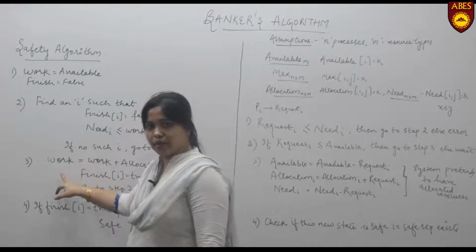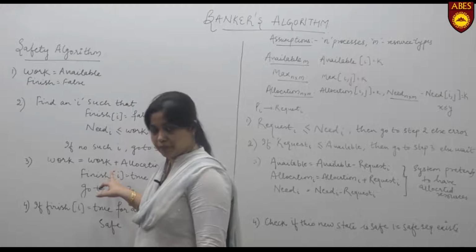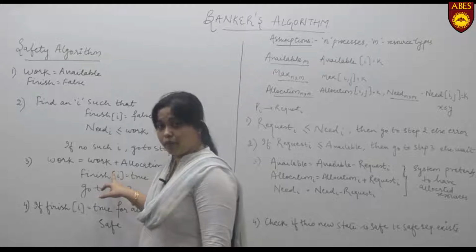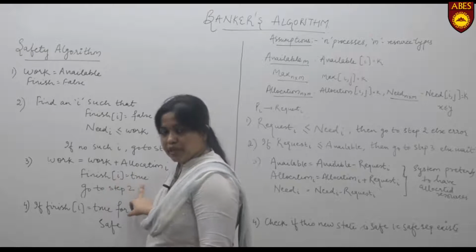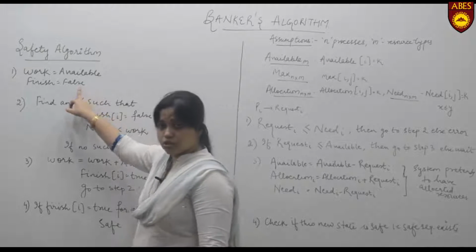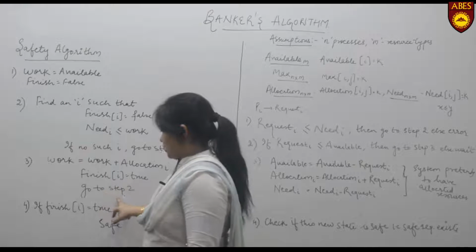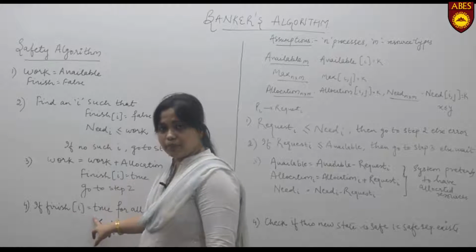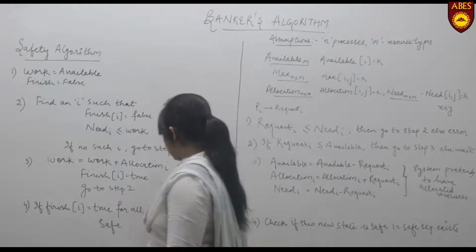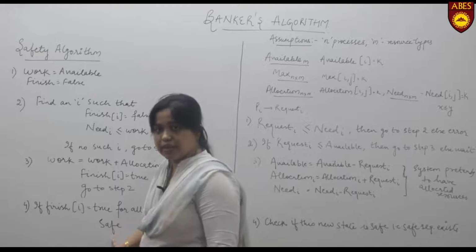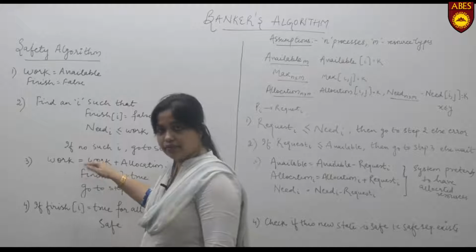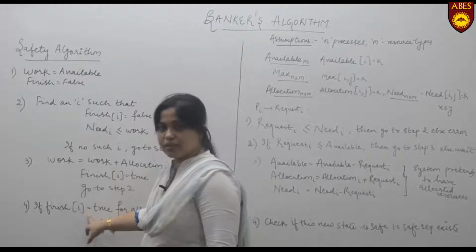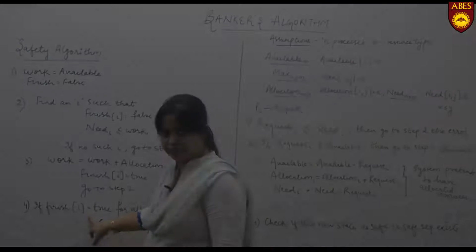In the third step, work equals work plus allocation, that means available equals available plus allocation. If we find the proper i, then work equals work plus allocation, and finish[i] equals true, so finish[i] changes from false to true. Then go to step 2. If finish[i] is true for all the processes, then the system is in a safe state. That means we have to check through the different loops where that i occurs, and if it occurs, then the sequence is safe for all the processes.